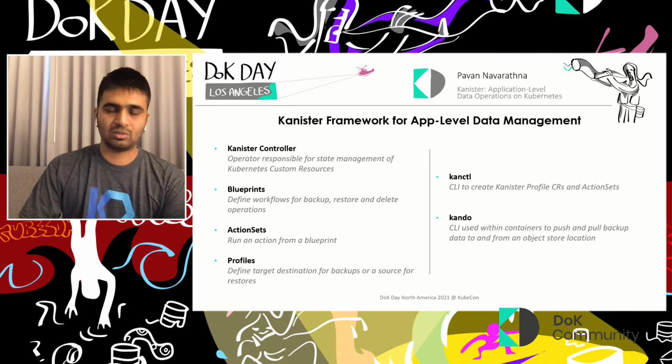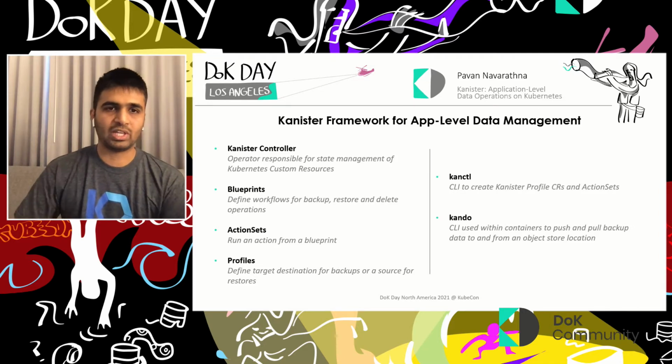So what is Kanister made up of? It has four main components: the Kanister controller, blueprints, action sets, and profiles. The controller is an operator based on the Kubernetes operator pattern. It's responsible for the state management of blueprints, action sets, and profiles.